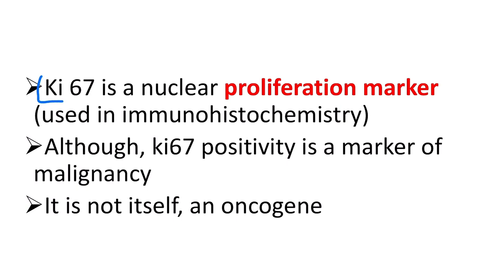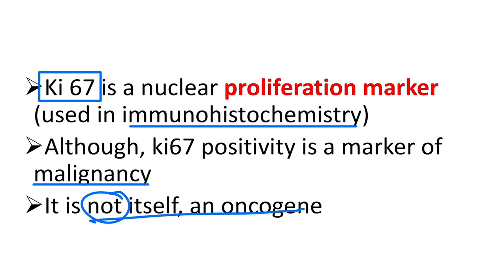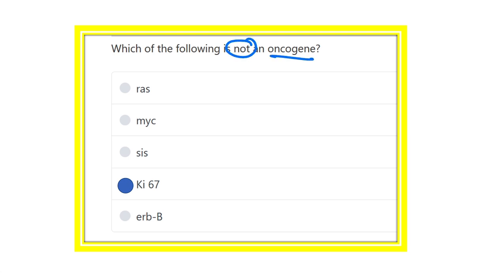On the other hand, Ki67 is a proliferative marker used for immunohistochemistry. So it is not an oncogene. Ki67 is a proliferation marker, but it is not an oncogene. Positivity is a marker of malignancy. That means Ki67 increases in malignancy, but it is not itself an oncogene. So what is not an oncogene? It is Ki67. The other options, such as RAS, MYC, SIS, ERB B, are oncogenes, but Ki67 is a proliferation marker.